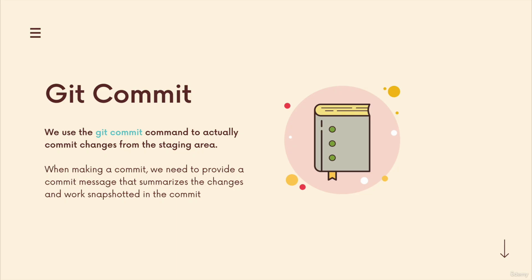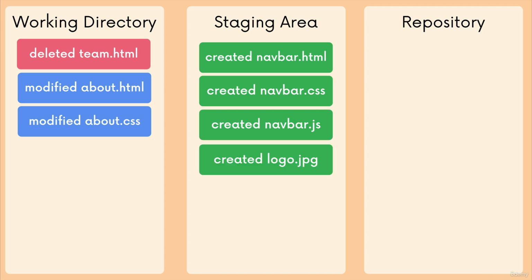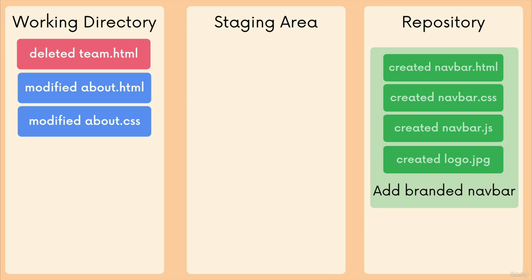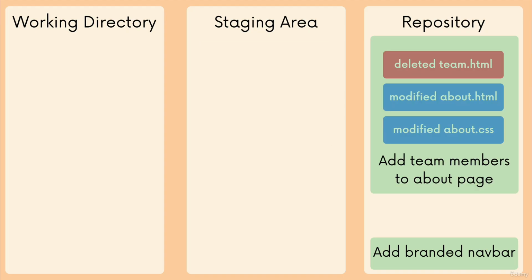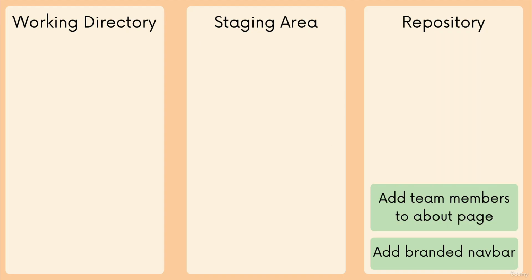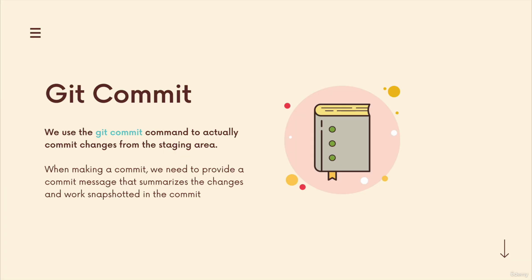Whenever we make a commit, Git expects us to include a message that describes or summarizes the changes included in that snapshot in the given commit. For example, when I grouped together these files, the navbar changes, I staged them. When I committed in this example, I added a message, add branded navbar. Or here, I changed 3 files, I staged them, I committed with the message, add team members to about page. So we'll talk more about writing good commit messages and what makes a good commit message, but for now, just know that a commit message should summarize the changes included in that commit.